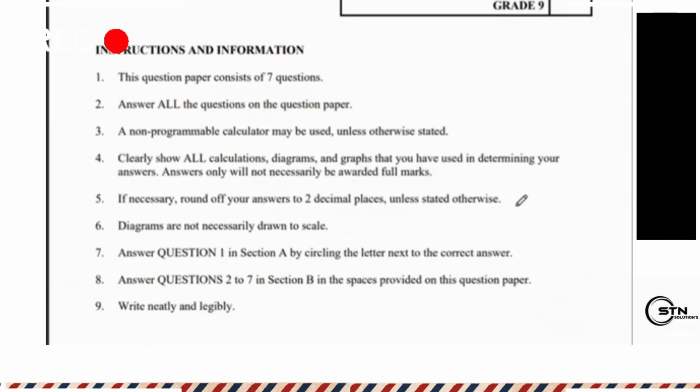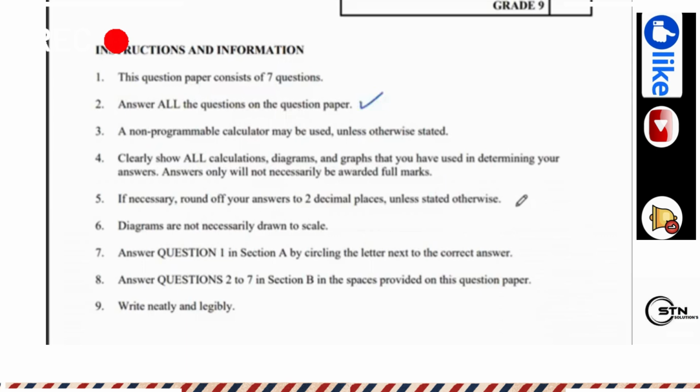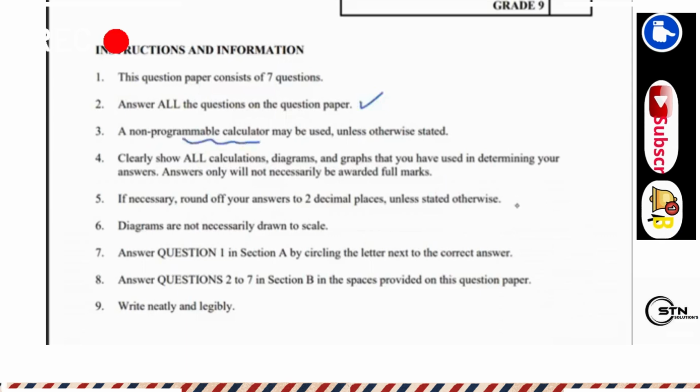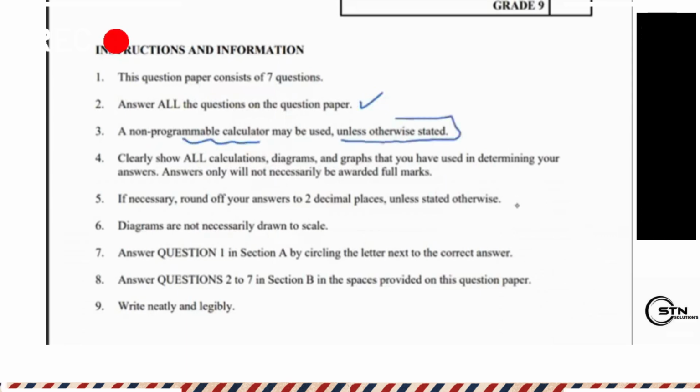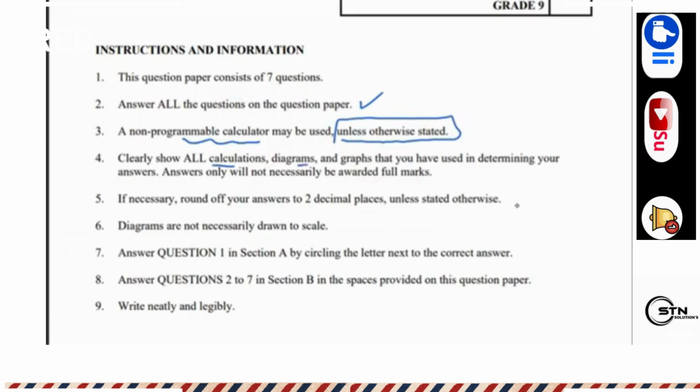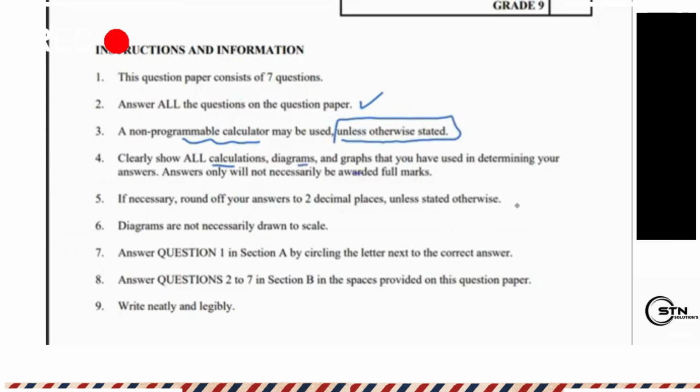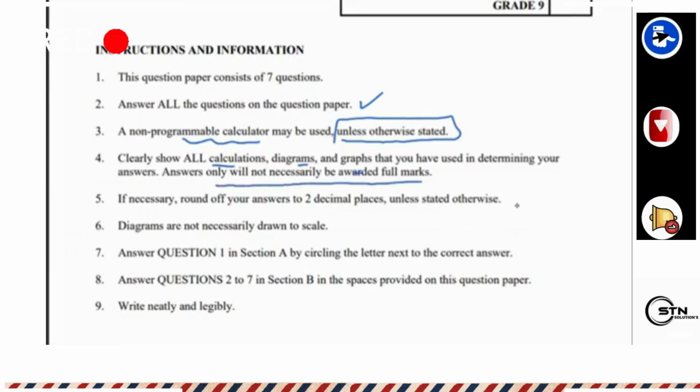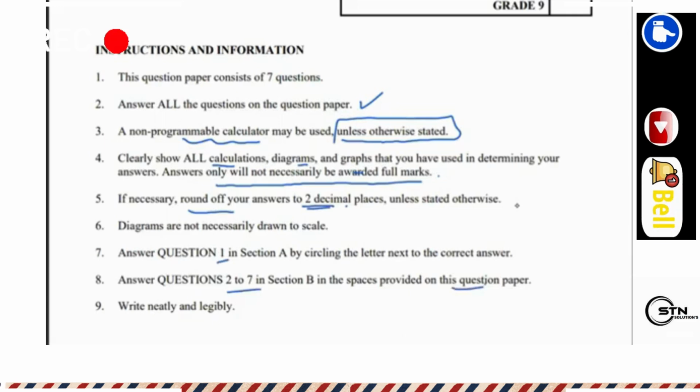They're telling us the paper contains 7 questions. All must be answered. An unprogrammable calculator may be used unless a question tells you not to use one. We need to show the calculations, diagrams, graphs that will be used in the answering should be shown, and we don't award answers only the full marks, okay? If necessary, we need to round our answers to decimals. Diagrams are not to scale. Question 2 and 7 in the spaces provided.